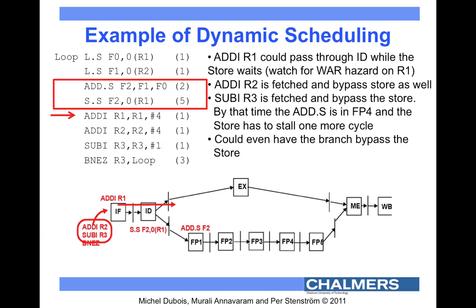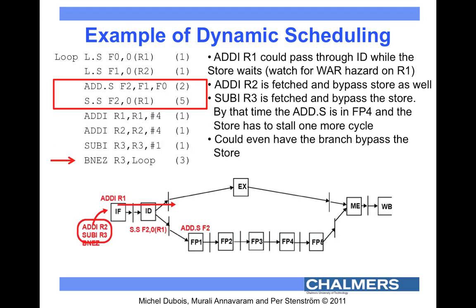So first of all, the add immediate could obviously launch as soon as the store instruction has read from R1, because otherwise we would create a write after read hazard, of course. So that could move on. The same goes for the second add. There is no problem with that, so we could also let that go. And the same goes with the subtraction instruction. That will not create any hazards. We could also let that bypass the store. And the same goes actually with the branch instruction as well.